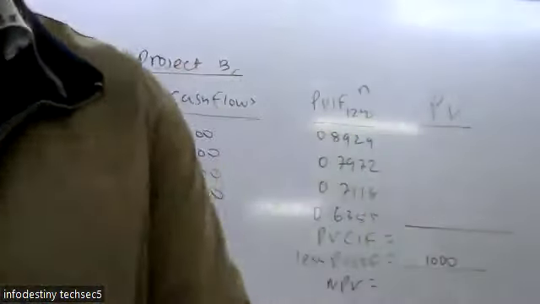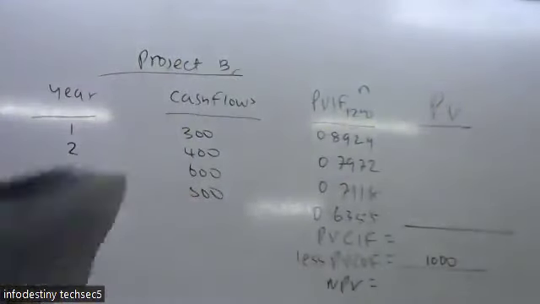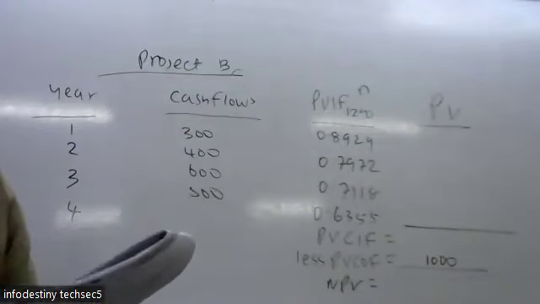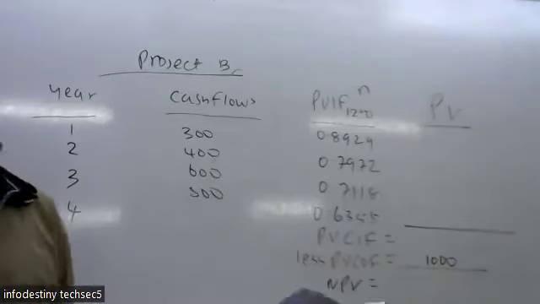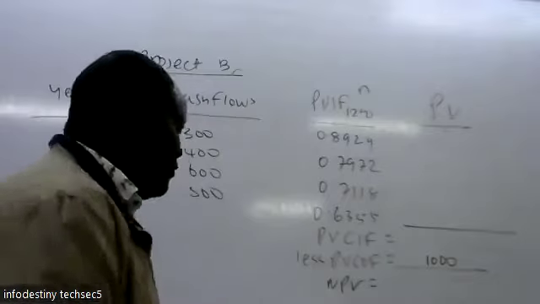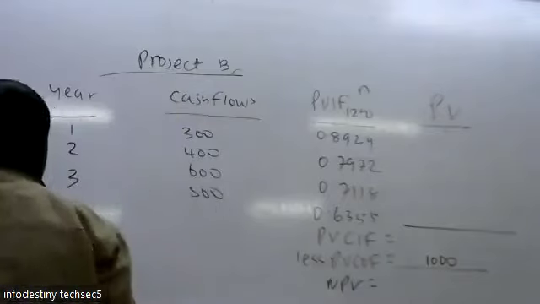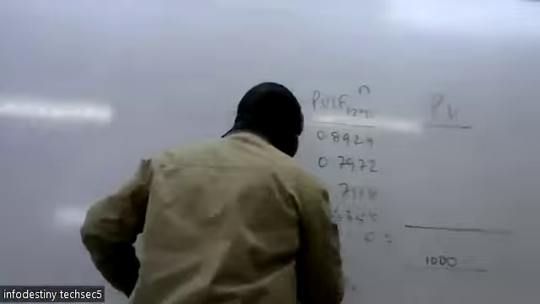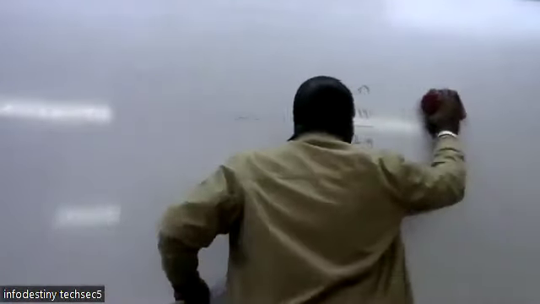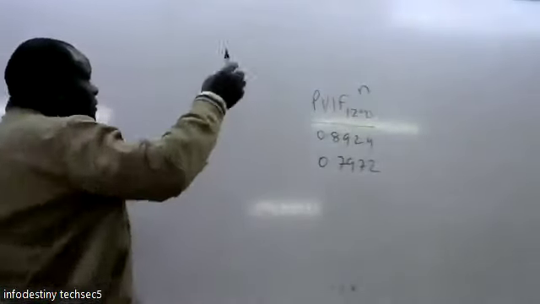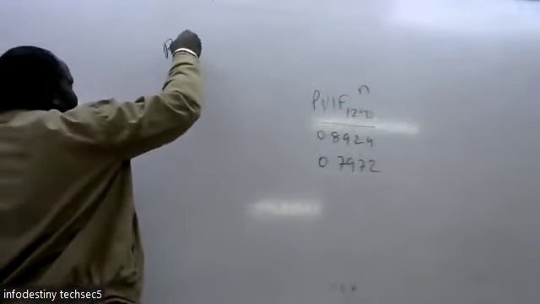Then Roman letter two, we are now using the equivalent annual annuity method. When they ask you to get the annual equivalent value, we first get the NPV, then get the annuity of that NPV. We can only do it for project A because for project B there was no replacement. So you start with project A. Then which project are we selecting?